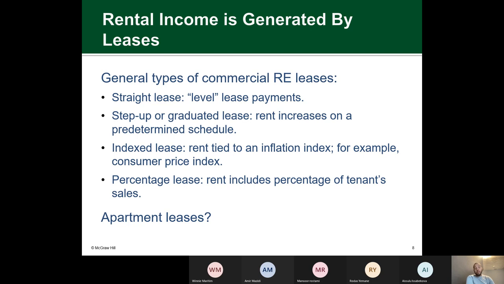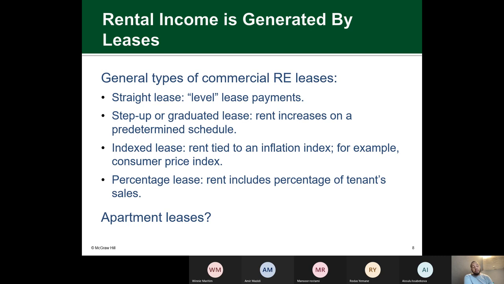Then we have index, where the rent goes up based upon inflation. Most renters aren't going to want to do that, because if they realize that right now inflation is really high, that means their rent is high. And then you also have percentage, where the rent is a percentage of the tenant's sales average over a certain time period. If you really wanted to do that, it would be a little bit hard, because the rent could fluctuate.